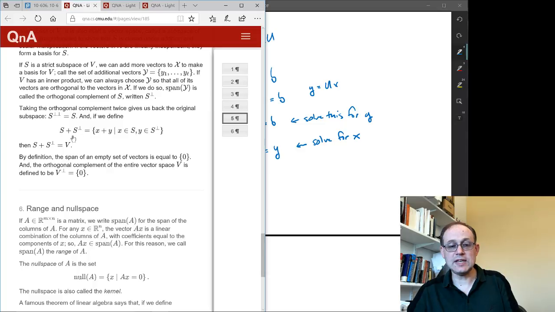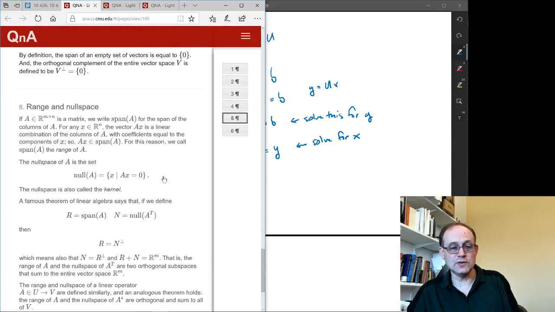And then if we take the sum of S and the orthogonal complement of S, that's just the sum in the sense of a set sum, x plus y for x in S and y in S complement. Then the sum of S and S complement is going to be the entire vector space V. A useful special case is that the span of an empty set of vectors is just equal to the set containing the origin, and the orthogonal complement of the entire vector space is defined to be just the set containing the origin.